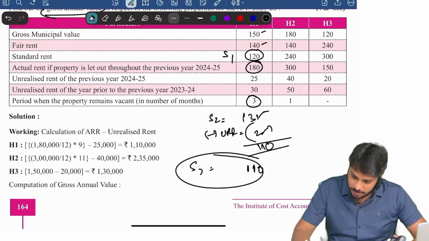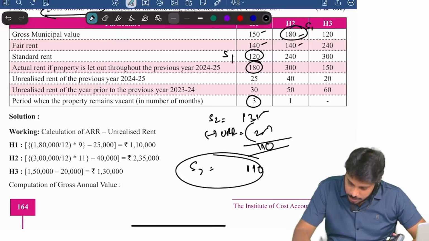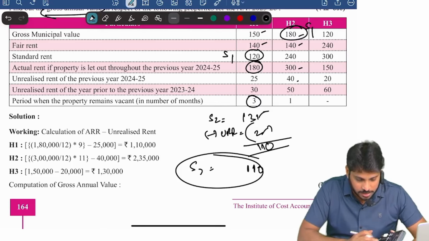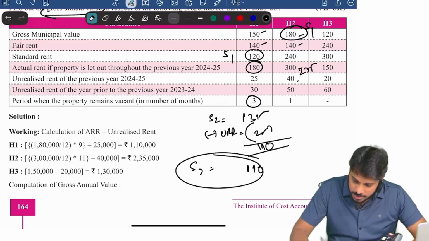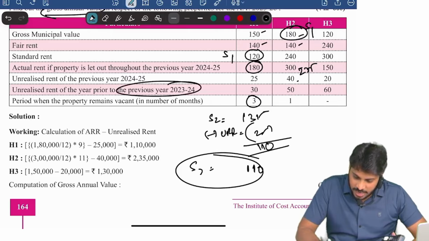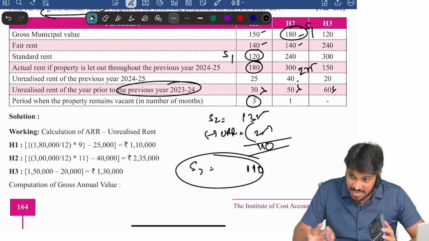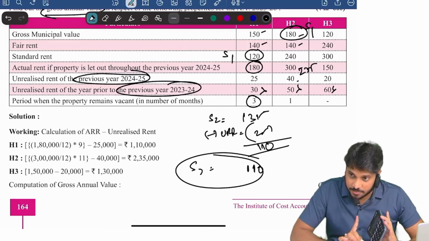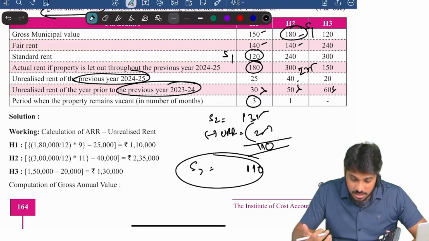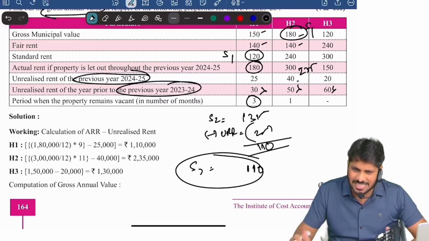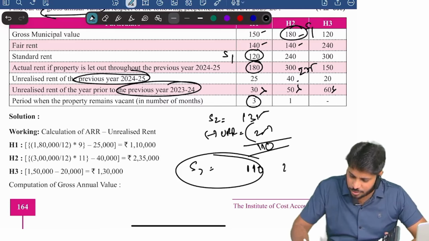Correct? Next, 180 or 140. So step number 1 is 180. Step number 2, 300 minus 40. No, here 11 months. You should take 11 months actual rent received. 300 into 11 divided by 12 is equal to 275. Actual rent received is 275. Unrealized rent of last year is irrelevant for us. We should take only current year unrealized rent, not last year's. In every year, only the respective year's unrealized rent you should take. Step number 1 is 180, step number 2 is 275. Vacancy doesn't matter. Step number 2 is higher than step number 1, therefore 275. Correct?